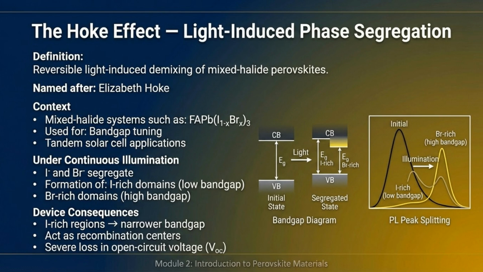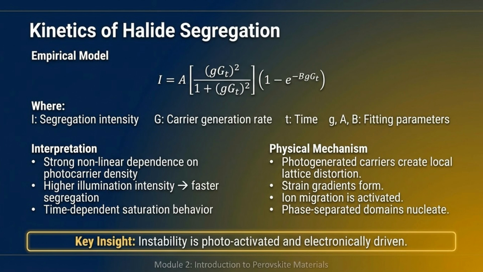So here we see a fascinating paradox. The very act of generating carriers under illumination activates a degradation pathway. This reveals the intrinsically ionic nature of halide perovskites. Their relatively low ion migration barriers, which contribute to defect tolerance, also make them vulnerable under operational stress. The intensity of halide segregation depends strongly and non-linearly on photocarrier density and exposure time. The empirical kinetic model shown in the slide captures this relationship. Segregation intensity increases with carrier generation rate and saturates over time.